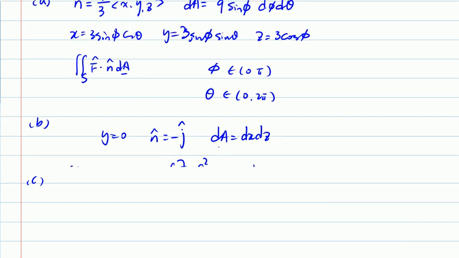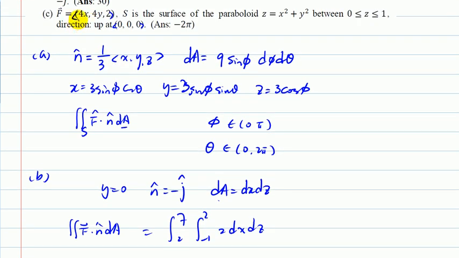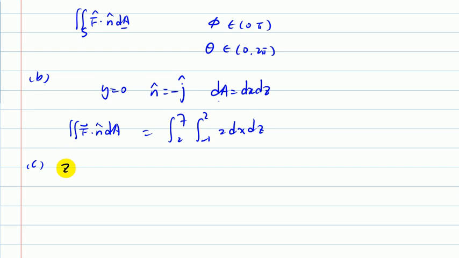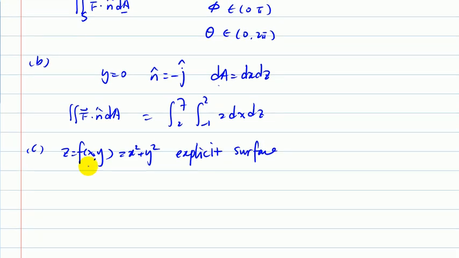Now let's go back to part C here. The vector field is given here, with the surface being the paraboloid z equal to x squared plus y squared, between z equal to 0 and the given upper value. So this is a paraboloid. Now this is also in the format z equal to f of x, y. So essentially, this is what we call an explicit surface, and we match case number 4 for the surface integral.